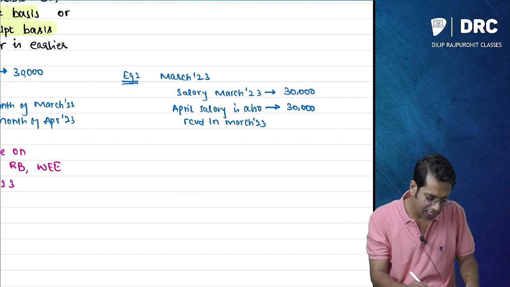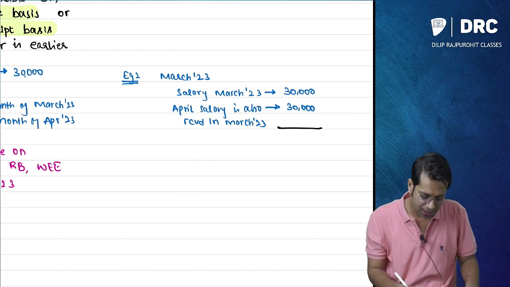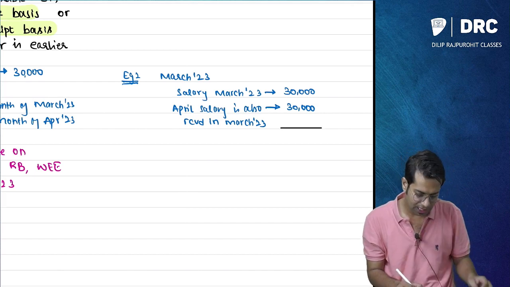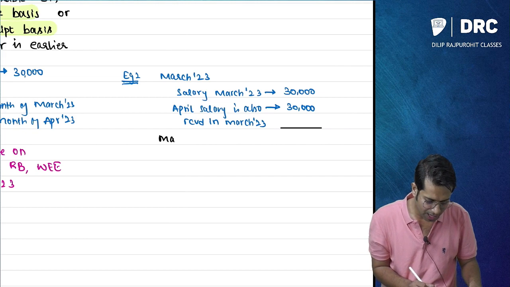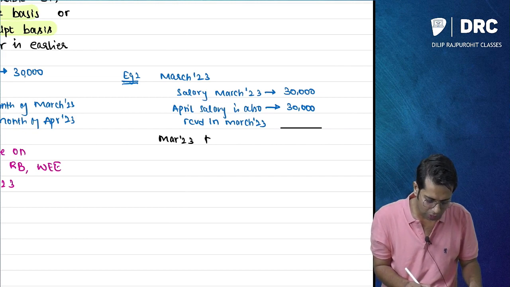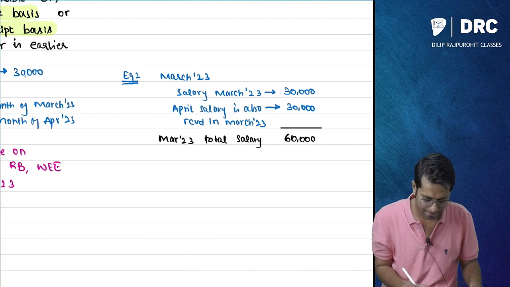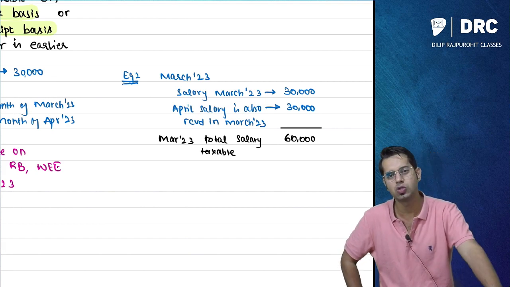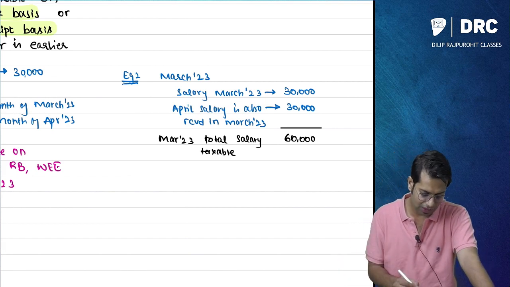So tell me, sir, how much salary will be taxable in the month of March? Can I say in the month of March 23 total 60,000 rupees salary is taxable? Sir, why 60,000 rupees?